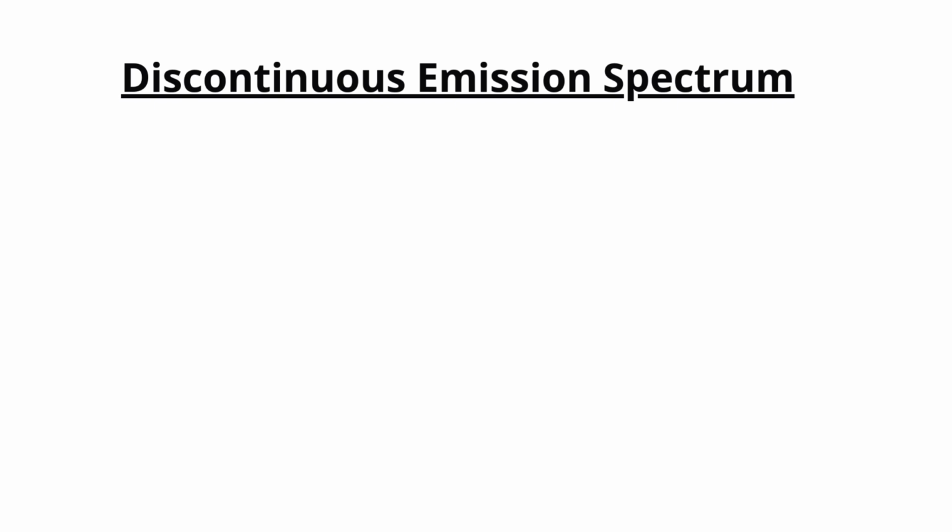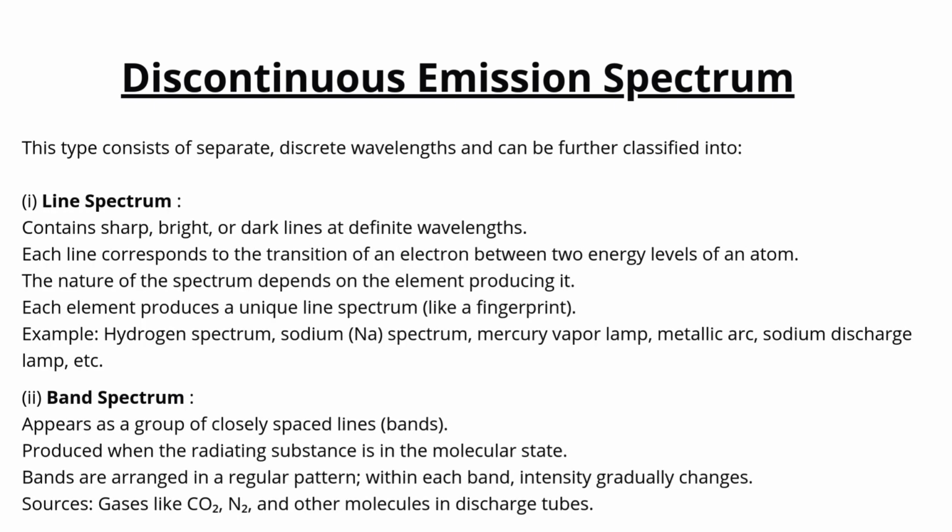Discontinuous emission spectrum. This type consists of separate, discrete wavelengths and can be further classified into: I. Line spectrum. Contains sharp, bright, or dark lines at definite wavelengths. Each line corresponds to the transition of an electron between two energy levels of an atom. The nature of the spectrum depends on the element producing it. Each element produces a unique line spectrum, like a fingerprint. Example: hydrogen spectrum, sodium, Na, spectrum, mercury vapor lamp, metallic arc, sodium discharge lamp, etc.